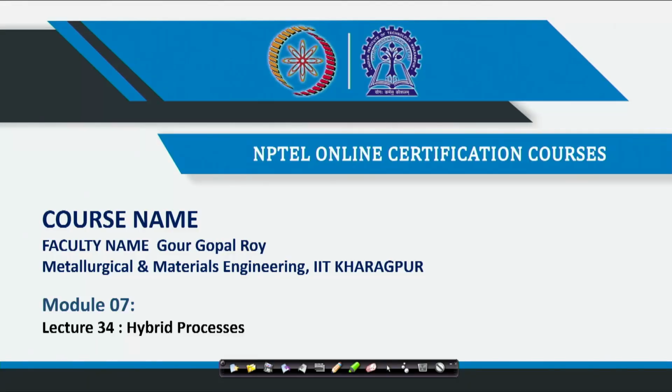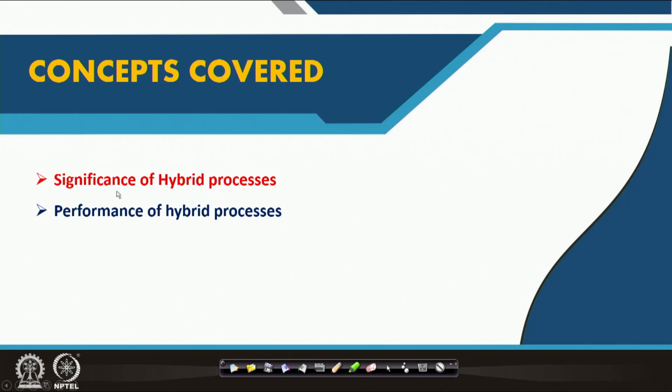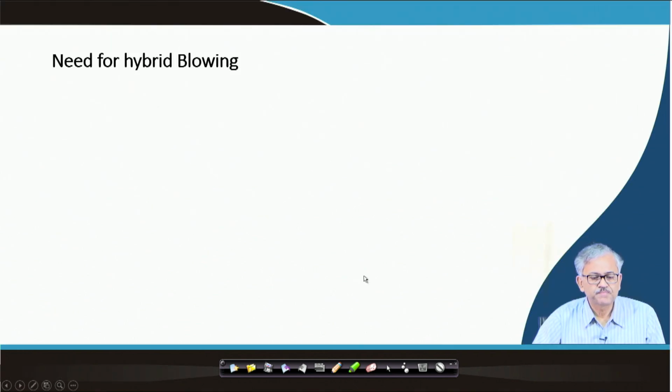Welcome. In this lecture, we have already completed the lectures on LD steel making, and in this lecture, we will discuss the hybrid processes. Hybrid, as the name suggests, is a combination of two processes, LD plus something. We'll discuss the significance of the hybrid process first, and then we will discuss the performance of the hybrid processes. So, the need for hybrid blowing.